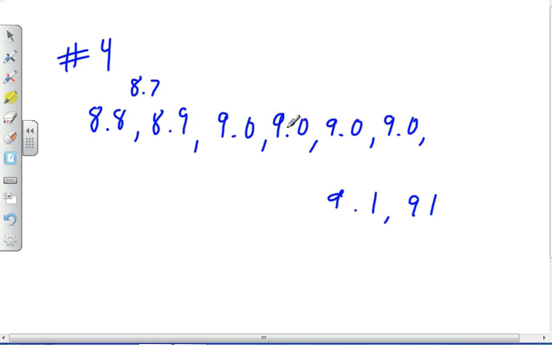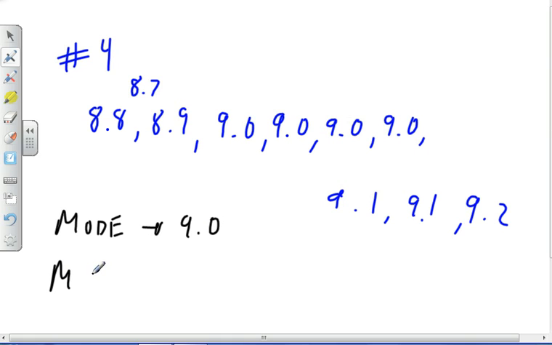1, 2, 3, 4, 5, 6, 7, 8, 9, 10. Darn, there's a 9.2 that I missed. 1, 2, 3, 4, 5, 6, 7, 8, 9, 10. All right, so I've got them all. So first, again, we'll go with mode first because that's most obvious, and that'd be 9.0. There's 4 of them. And then median, and I'm pronouncing it a little funny. 1, 2, 3, 4, 5. 1, 2, 3, 4, 5. So it'd be halfway between 9.0 and 9.0.